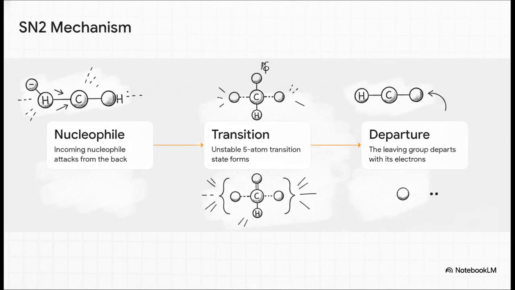The SN2 reaction happens in 3 perfectly choreographed steps. First, an incoming molecule, the nucleophile, attacks the carbon atom from the back, completely opposite to where the halogen is sitting. Second, something genuinely amazing happens. As this new bond starts forming, the old bond with the halogen begins weakening. So, for this brief, highly unstable moment, the carbon atom is actually bonded to 5 things at once. We call this the 5-atom transition state. Finally, the halogen, which chemists call the leaving group, just departs entirely, and it takes its electrons right along with it.